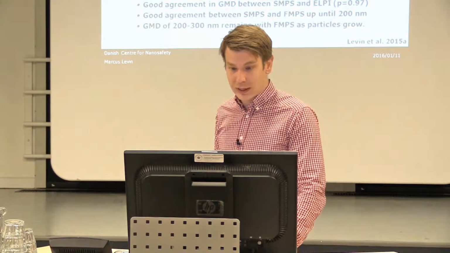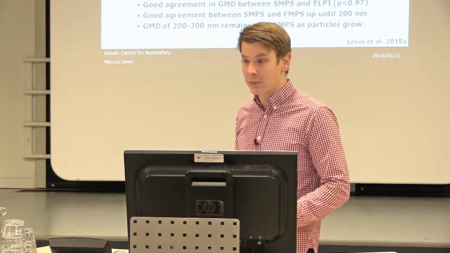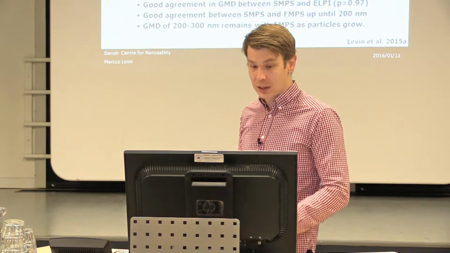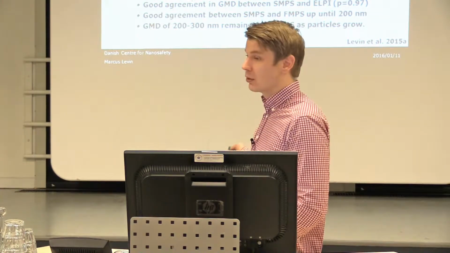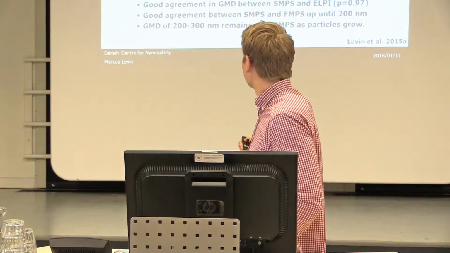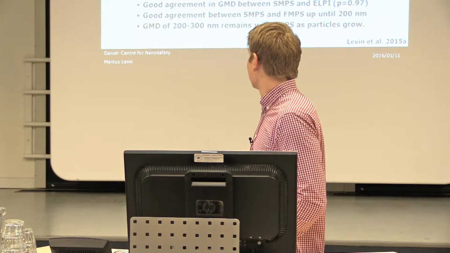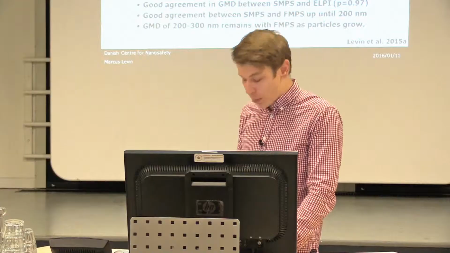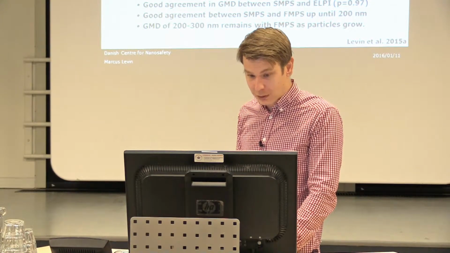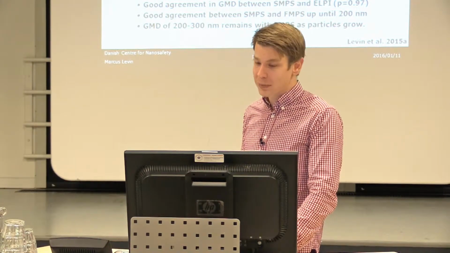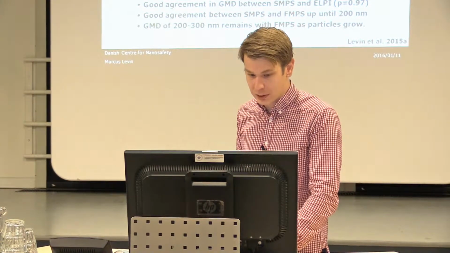In this graph, we see the mean diameter measured by some different instruments. We have SMPS, which is generally a good reference to have, and FMPS and LP. And in the last graph, we saw FMPS and we saw LP. And we can see that in red here, the LP agrees very well with the SMPS. The FMPS agrees very nicely for small particles, but not nicely for bigger particles.